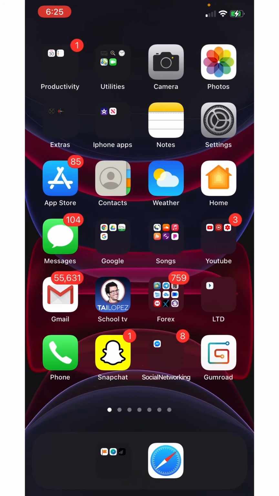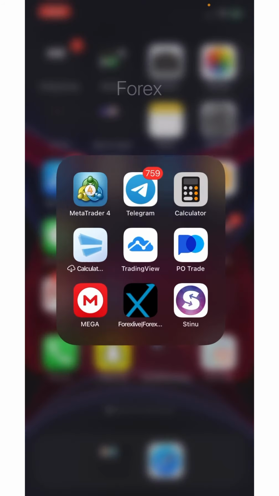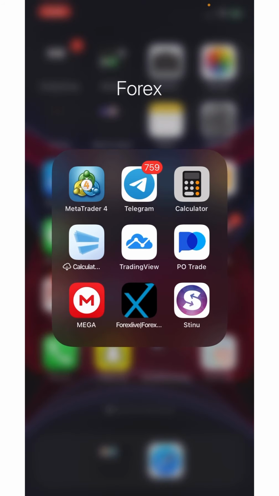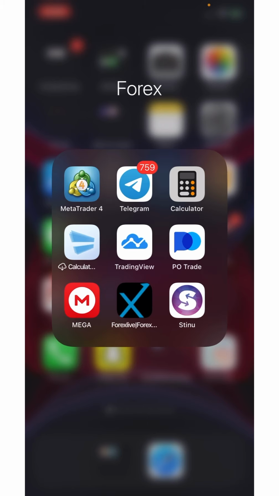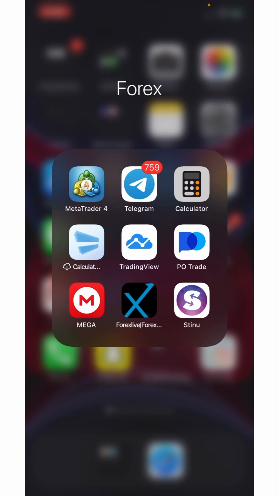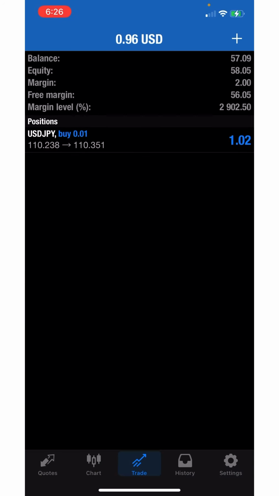Right now I'm on my phone. I'm going to show you guys how to make money from your phone with the Forex market. So if you don't already have MetaTrader 4 downloaded, go ahead and download MetaTrader 4 and TradingView. But today we're going to be on MetaTrader 4.